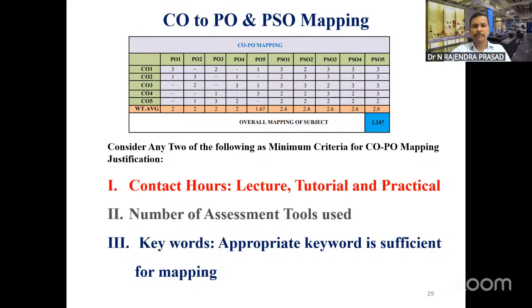How to map? Carefully observe this particular table. There are numbers between 1 and 3, not more than 3. And don't ask me why it is 1, why not 0.8, why not 3.2, why not 10. These are all as per the standard guidelines and standard research literature that we have to follow, the OBE literature.